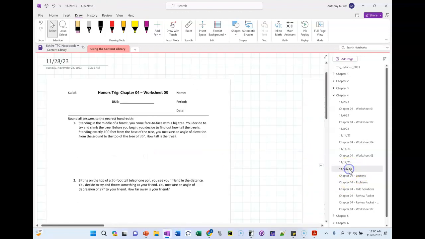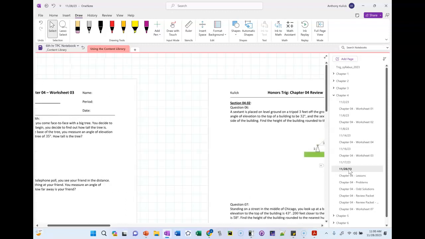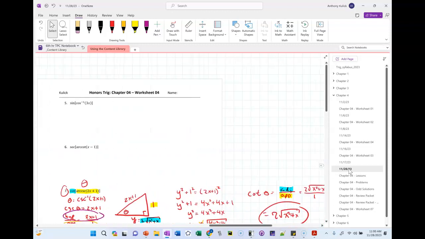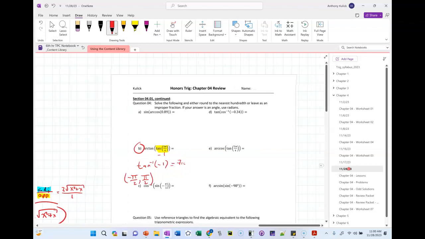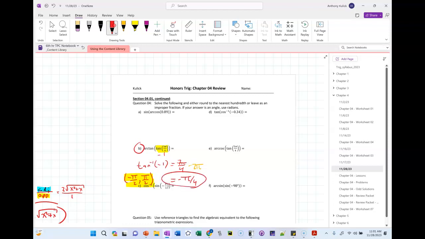But there's a little bit of a problem. What's the little problem with that? It's not inside that interval, right? It's too big. So we have to subtract 2 pi from it. We do that, we get negative pi over 4. And that's now inside of our interval.